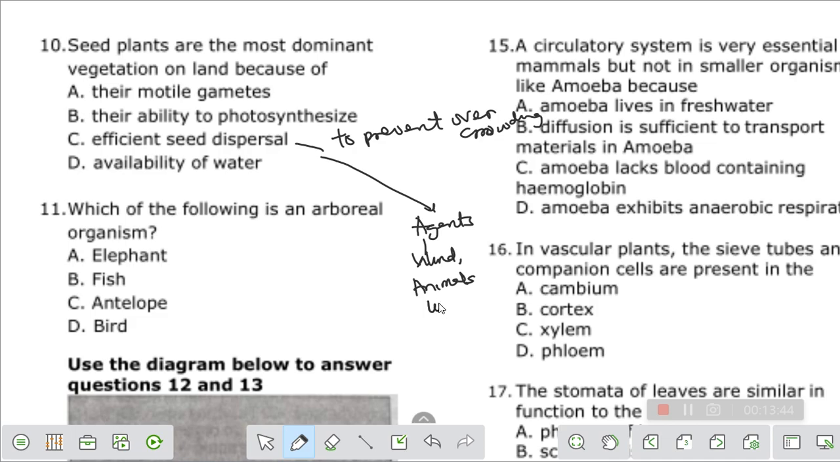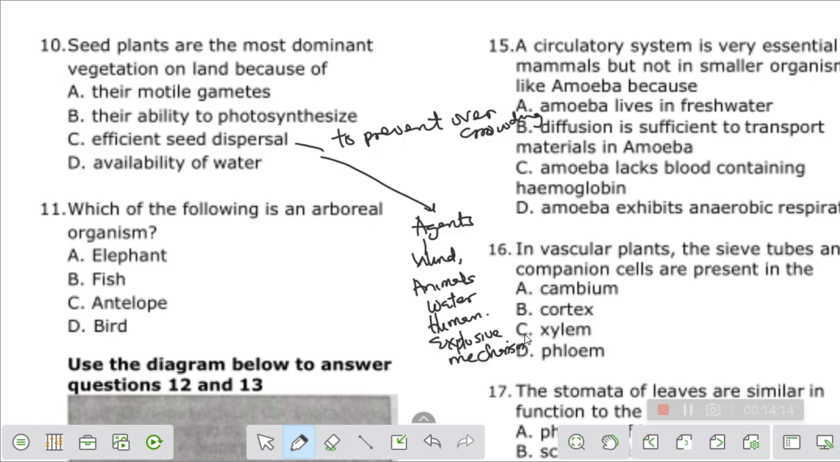Let me try to explain some of the things on agents of dispersal. Agents of dispersal of seeds refer to any means by which seeds and fruits are removed from parent plants. So the agents are wind, animals, water, humans, and explosive mechanisms. Now wind: what are the characteristics of plants that wind can disperse?